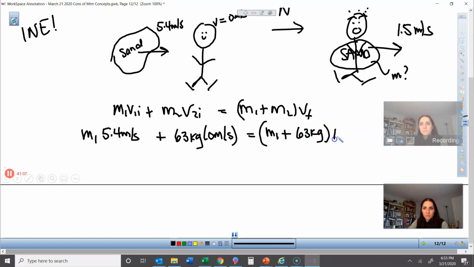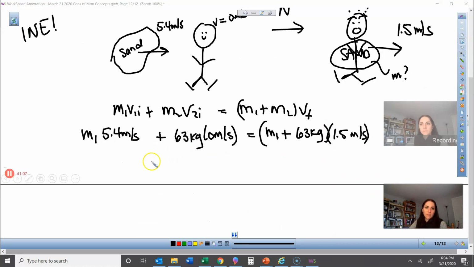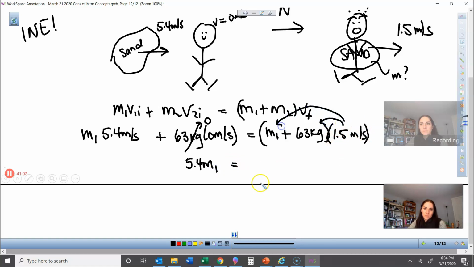But we do know the final velocity is north, 1.5 meters per second, which I will just verify. Yes, that's correct. How do we solve this? Well, first of all, this is going to be 0. Very nice. I'm going to do 5.4 m1 is equal to, so what I'm actually going to do is distribute this. So then I get 1.5 m1 plus the multiplication of those.